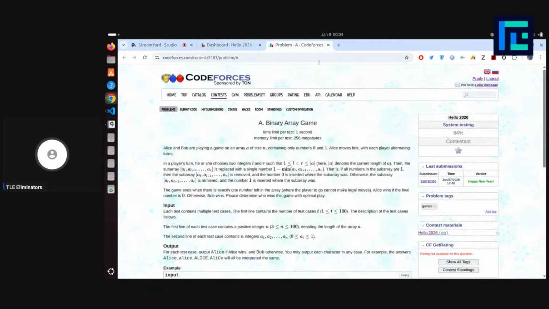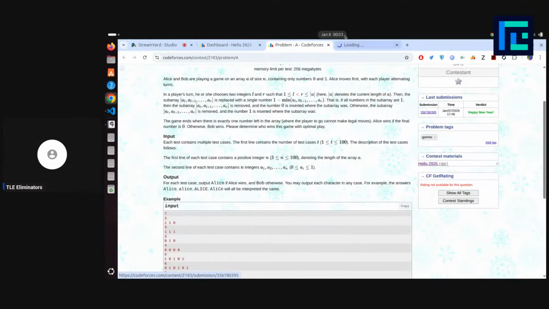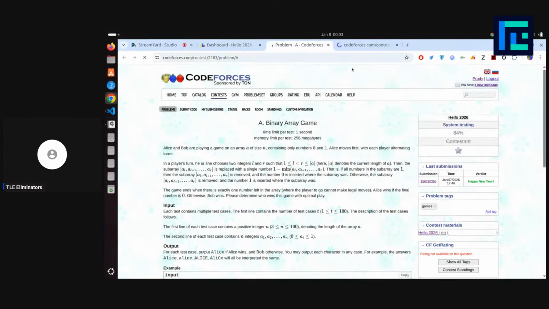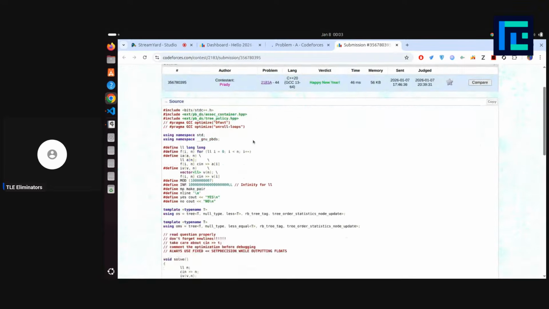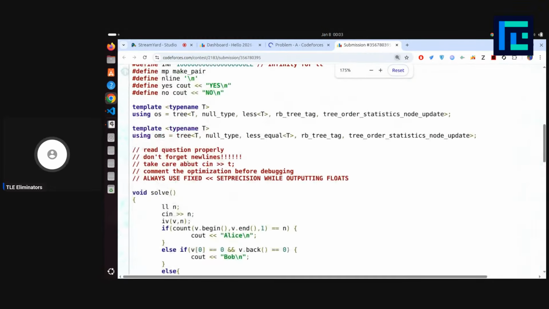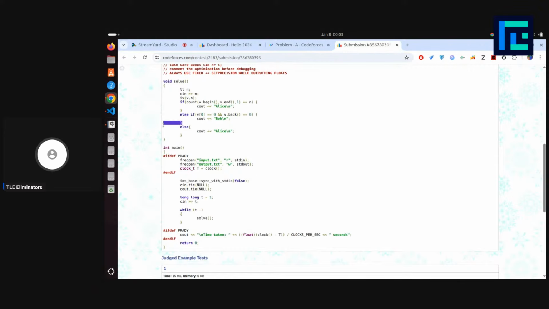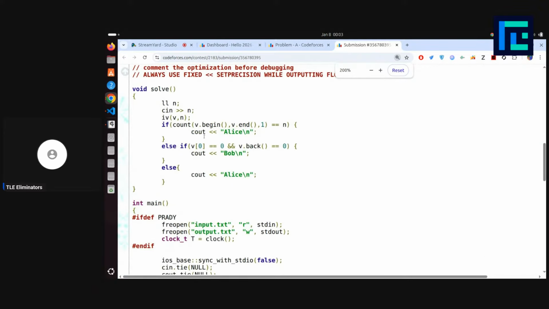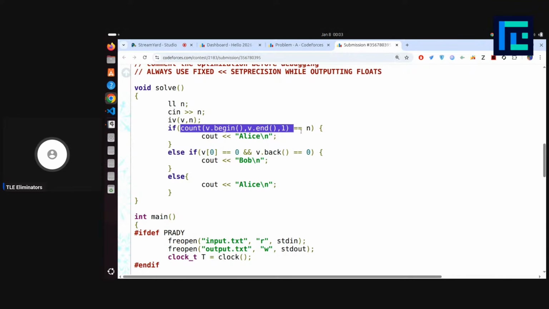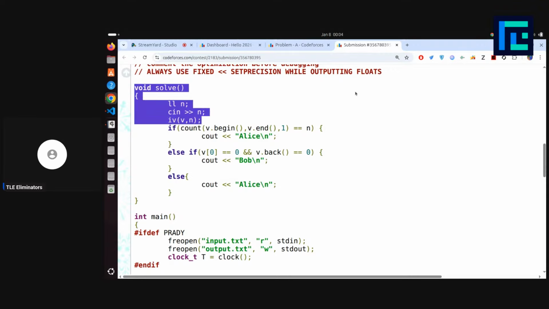Let's see the code. Code is nothing, it's just some conditions. I did three if-else, but you just need two. What I did was if the count of 1 is equal to n, then print Alice. If the first element is 0 and the last element is 0, then print Bob. Otherwise, print Alice. Okay, so it is fine.